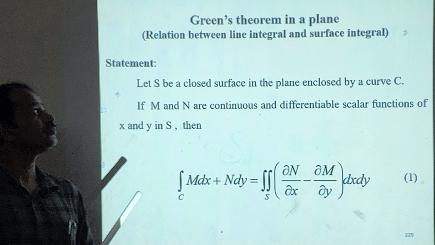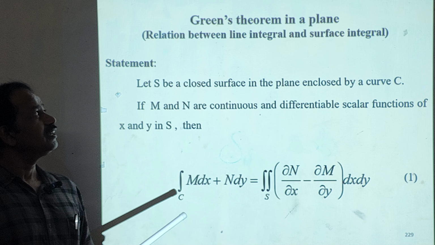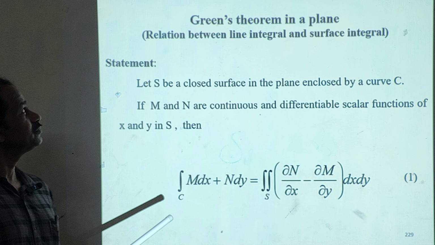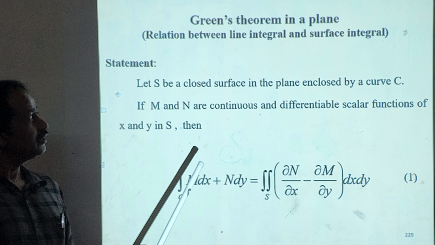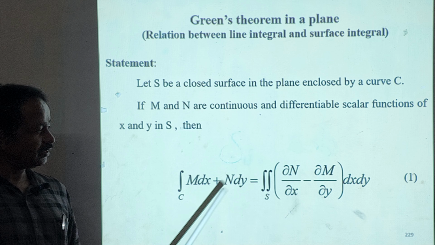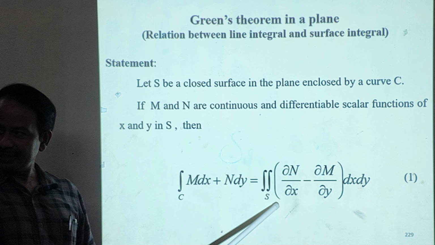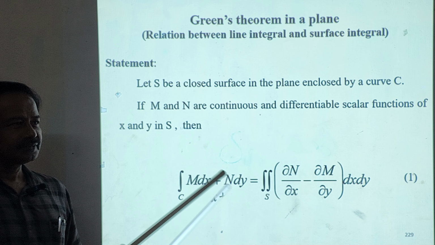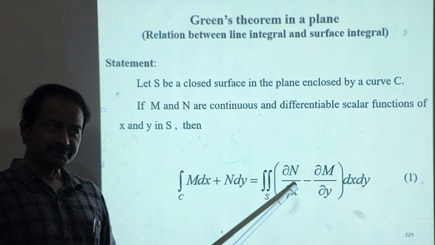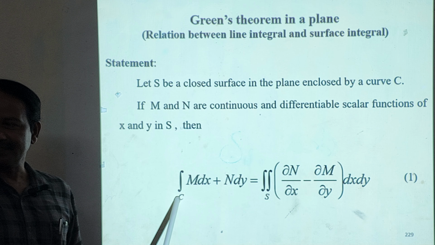Good morning, students. Let us discuss Green's theorem in a plane today. Green's theorem relates the line integral and the surface integral, so we can transform a double integral into a single integral. We can transform the surface integral into a line integral.